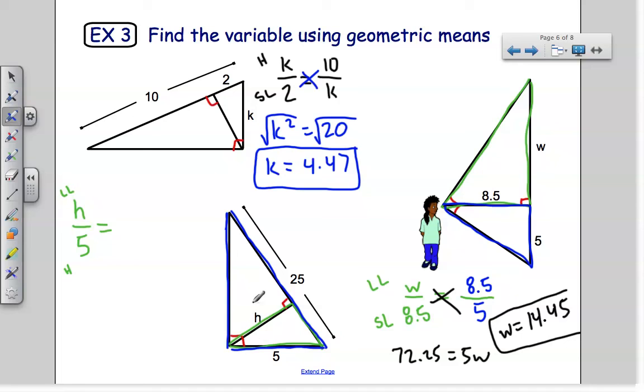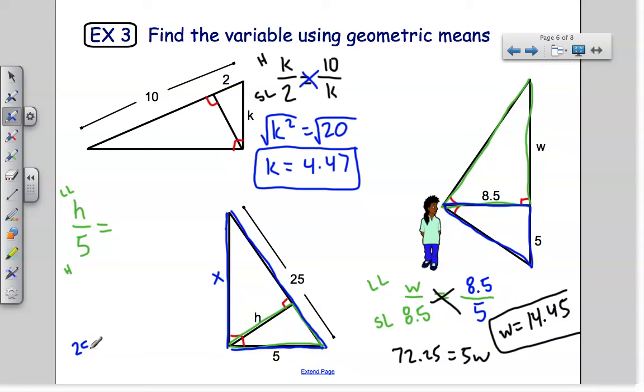The longer leg, oh no, I don't have it. I'm noticing I don't have the longer leg of this triangle, and in this triangle I didn't have the longer leg either, but I can find this. How about I call this X? The reason I know I can find this is because I have a right triangle. I know the hypotenuse is 25. I know one leg is 5. Now I can use the Pythagorean theorem to find this side.